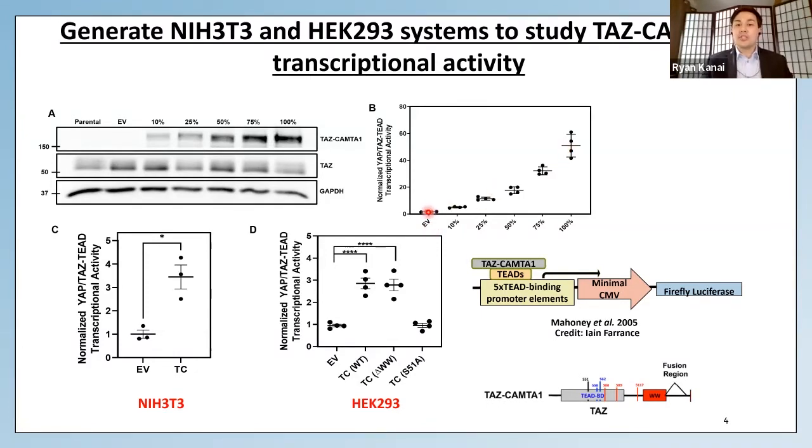And as you can see, there was a dose-dependent increase in the transcriptional activity with the increasing doses of the retrovirus. Similarly, we saw a dose-dependent increase in TAZ-CAMTA1 protein expression, suggesting that the system was working just fine for assaying TAZ-CAMTA1's transcriptional activity. In panel C, we're essentially just validating at the 100% dose that there was a significant difference relative to empty vector, which we chose due to the highest induction of this reporter. And essentially, we're hoping that will give us the greatest dynamic range for identifying things that could repress TAZ-CAMTA transcriptional activity.